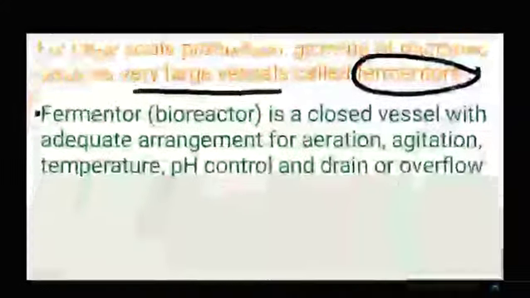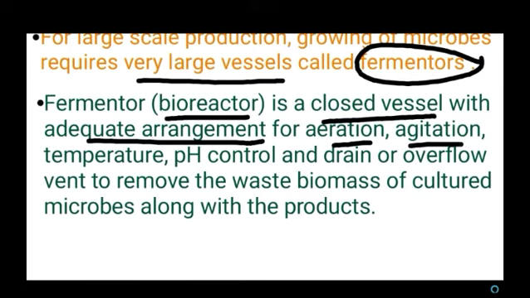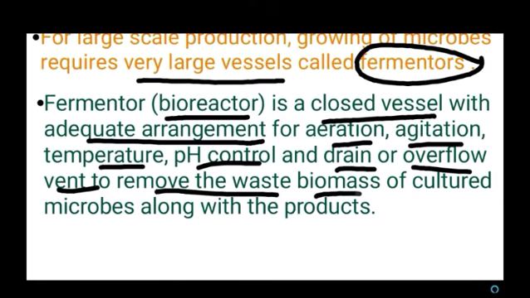So for that we need a large vessel called a fermenter. What do you mean by fermenter? It is also called a bioreactor. Actually it is a closed vessel with adequate arrangements like aeration. We have to give aeration for the growing microbes. Then it should be constantly agitated. Then temperature and pH control, and a drain or overflow vent. So all should be there in the fermenter. What is the use of this vent? This vent is used to remove the waste biomass of the cultured microbes along with the products.